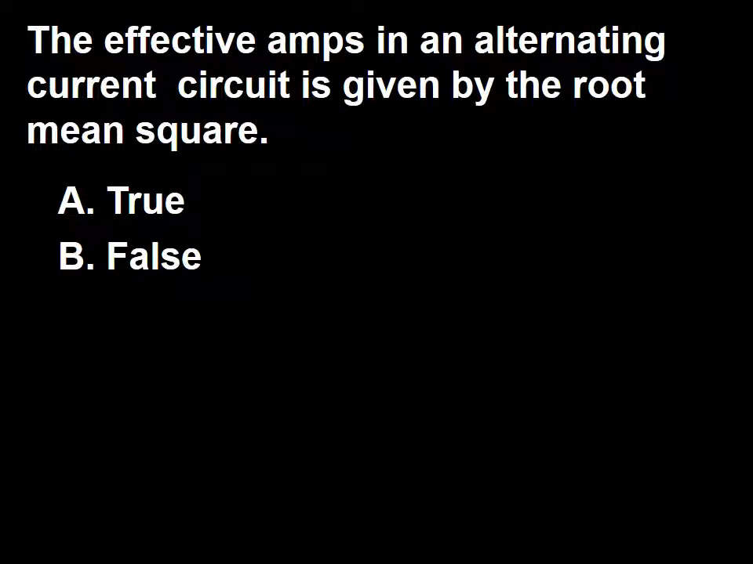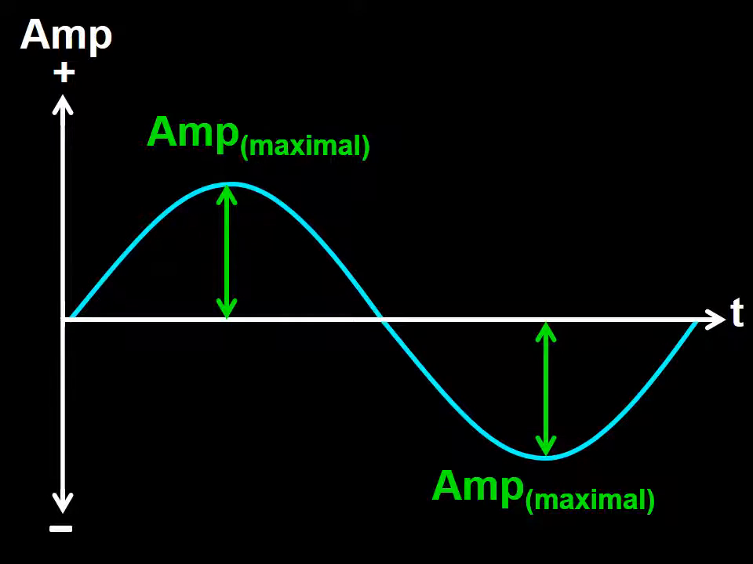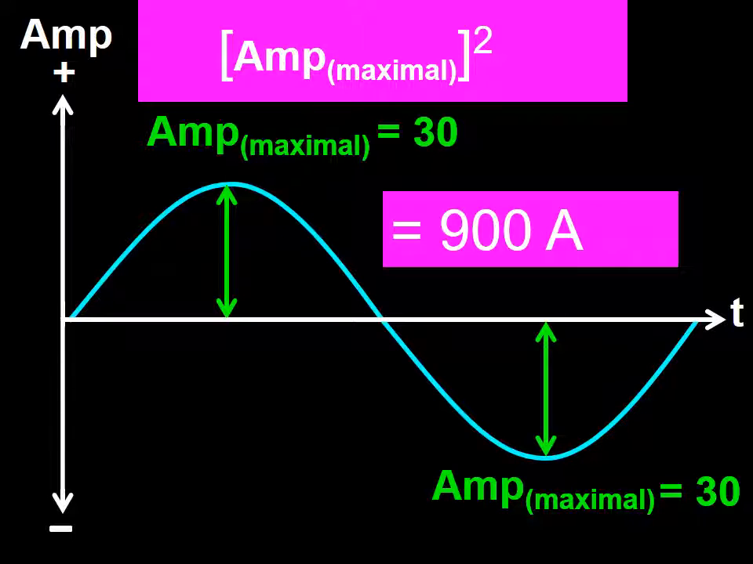So the answer to this question is true. Next question. The effective amps in an alternating current circuit is given by the root mean square. A, true, B, false. Root mean square can also be used for current. The purpose is the same. Amp max, let's say if amp max is 30, squaring it will give us 900 amps.